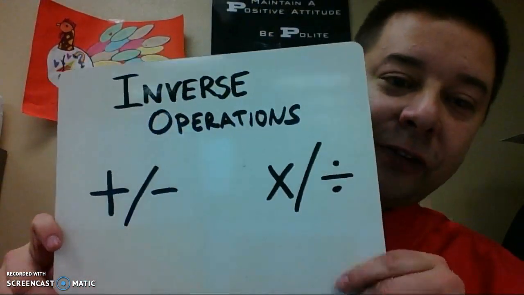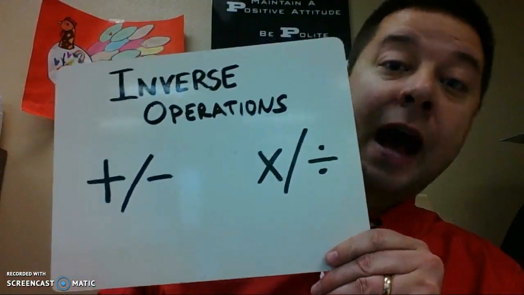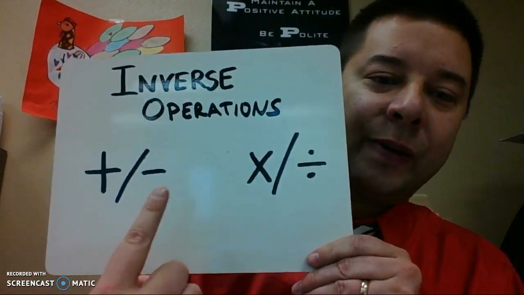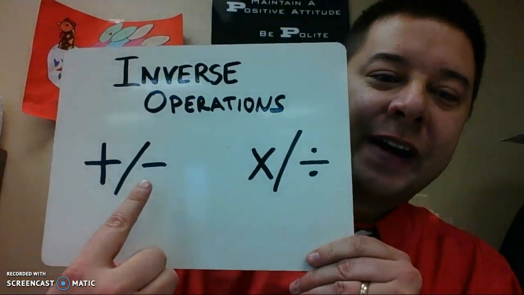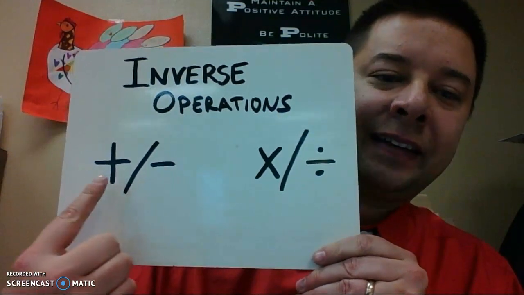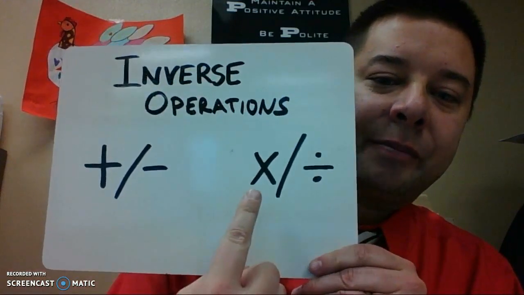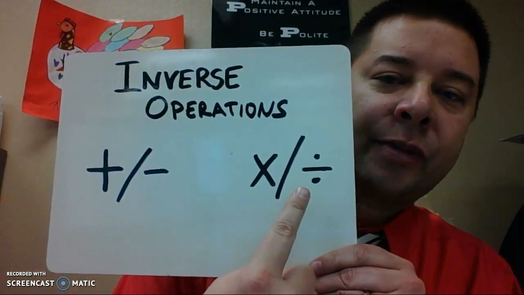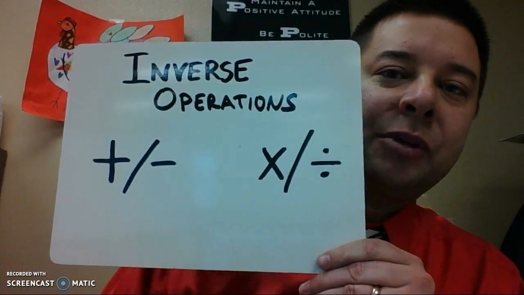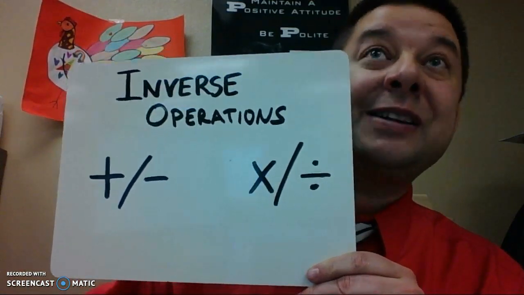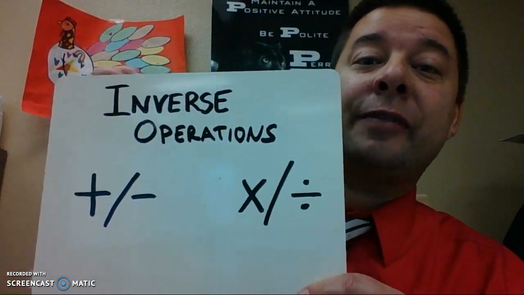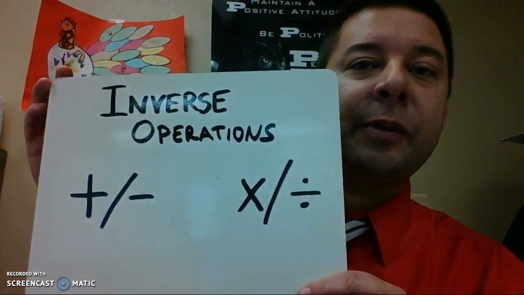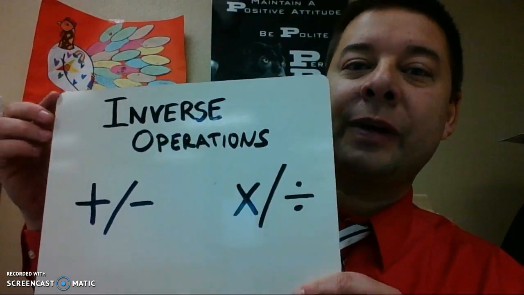So an inverse operation is another way of saying the opposite operation. So if I'm adding, I need to subtract. That's the opposite. If I'm subtracting, I need to add. If I'm multiplying, I need to divide. And if I'm dividing, I need to multiply. By doing that, it kind of undoes what's been done. And so that way I can get the variables alone. So if variables are attached to something else, I want to get the variables alone and isolate them.